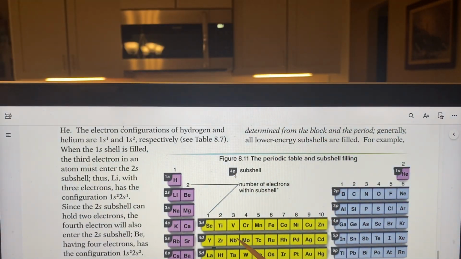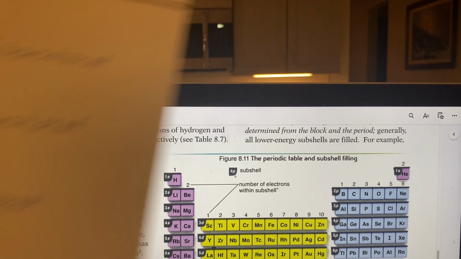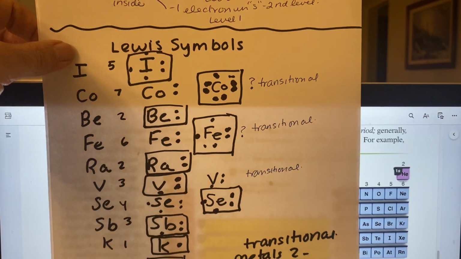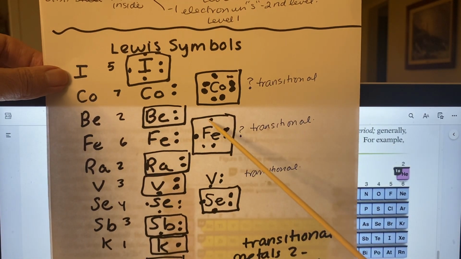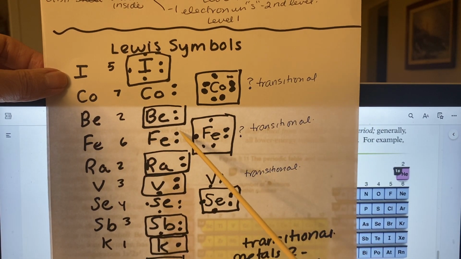So on to iron, which is in the 6. Fe is iron, and that's 6. Well, it's in a transitional here. So they said transitional usually have 2, right? Well, it said 6, but then 2. So I put down 6 here, but then I'm like, oh, it's transitional. So I changed it to 2.